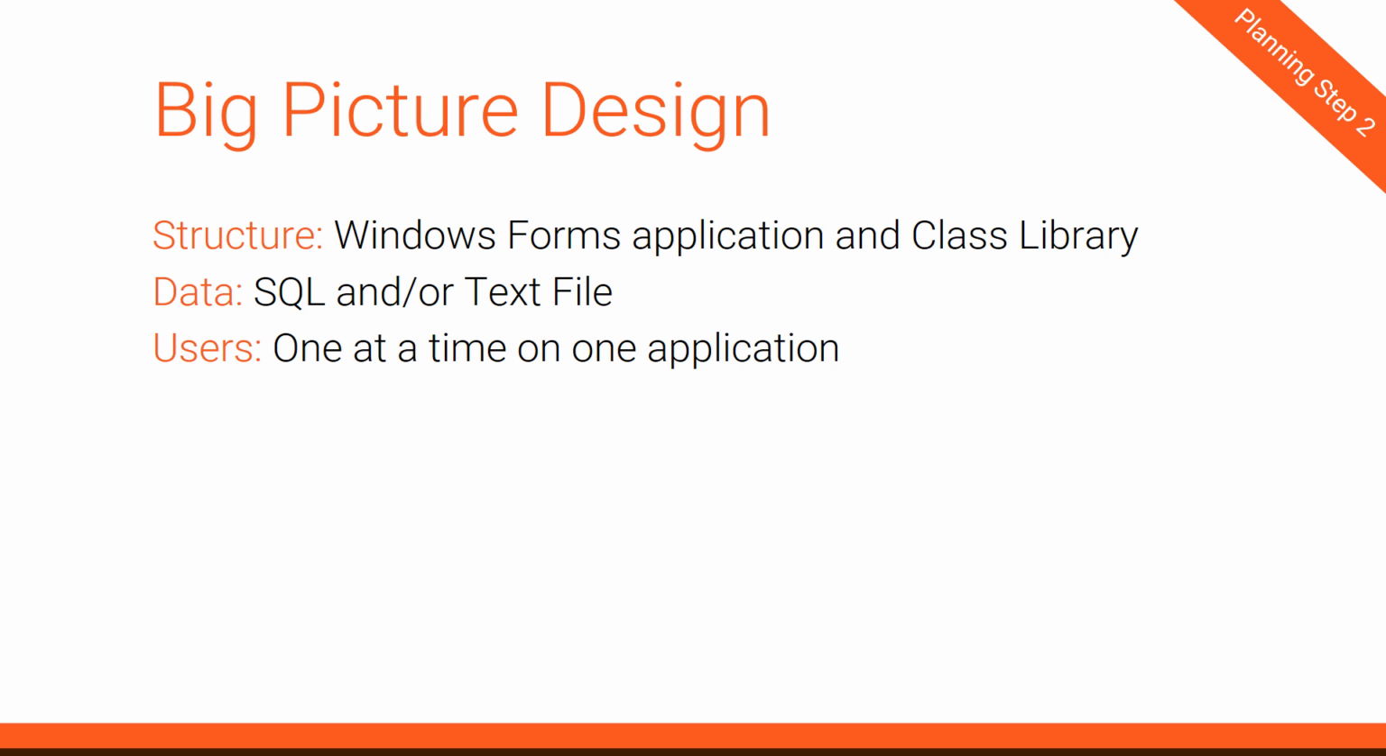Next is users. And what this represents is who's going to use our application and when. In our case, it's very, very simple. It's awesome. One at a time on one application. We're not looking to have 50 users using different applications that all point back to the same SQL database or text file. We don't have 18 different levels of security and all this authentication system going on. We just have one user at one time on one application.